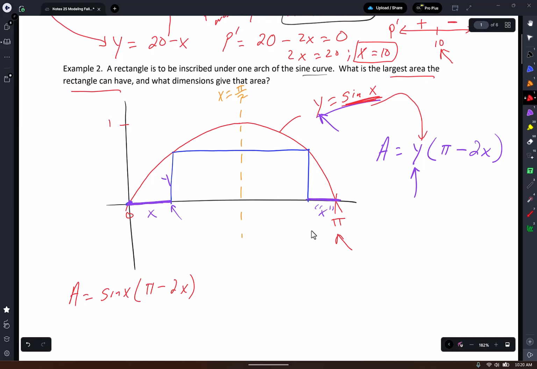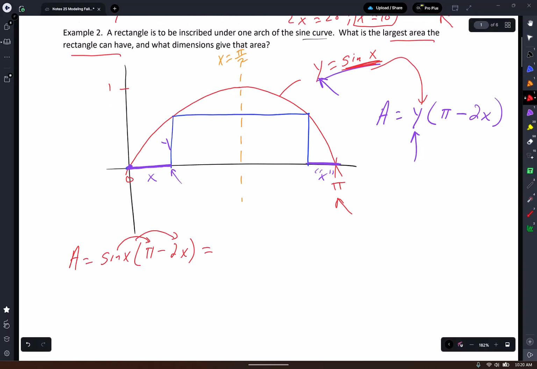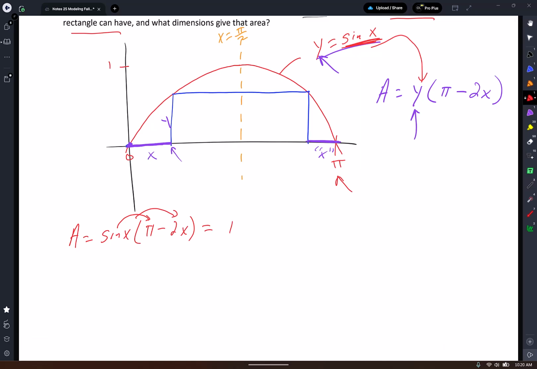Okay. So for y equals sine x, that's the equation of this. And all I did was I replaced y with sine x, right? Because that's how you find the height of that rectangle. And then height times length. I'm going to distribute this, guys, like this, because it's easier for me, I think. You're still going to have to do product rule, but let's see. Pi sine x minus 2x sine x.